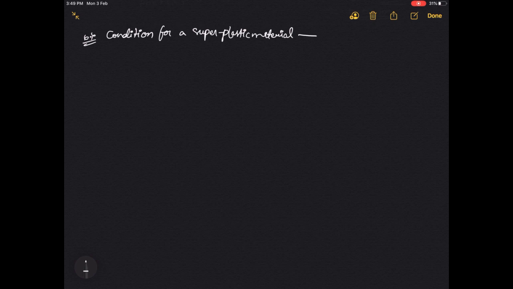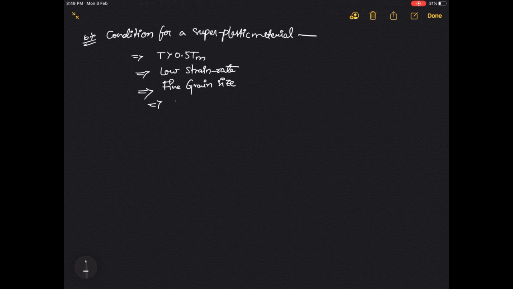So usually what are all the conditions? So we'll discuss that. Firstly, the temperature should be greater than 0.5 times the Tm, that's the melting point. Must have a low strain rate so that no brittle fracture is taking place, and also fine grain size is required, and the strain value should obviously be greater than 100 percent, or rather 100% to 1000 percent. We see from the definition of superplastic material only this condition should be coming.